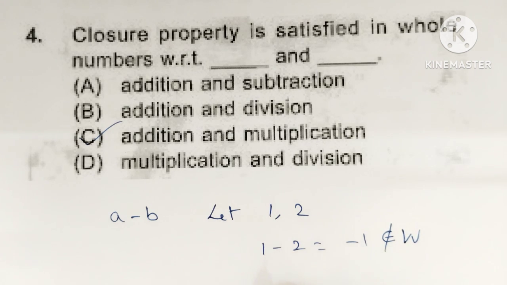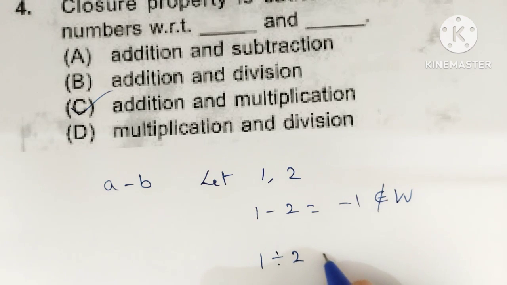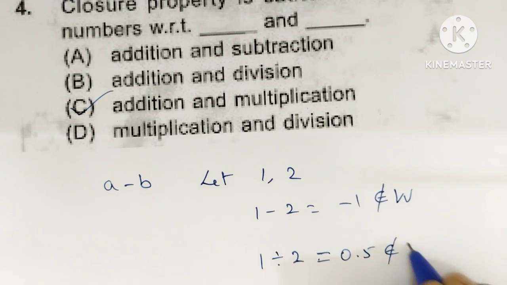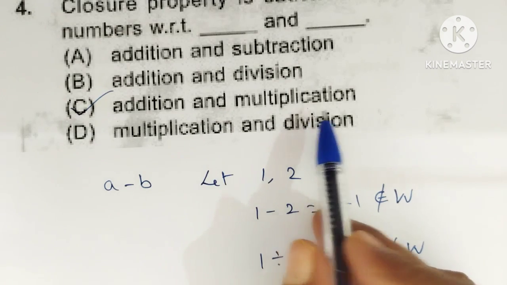And division 1 divided by 2 is equal to 0.5. 0.5 does not belong to whole numbers. So under division also it does not satisfy. It satisfies only addition and multiplication.